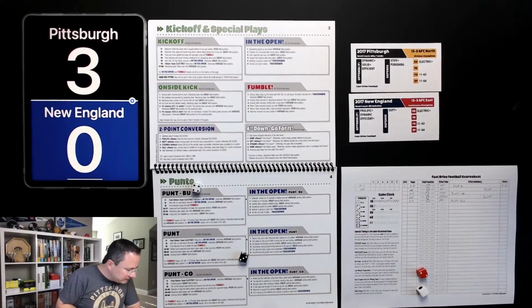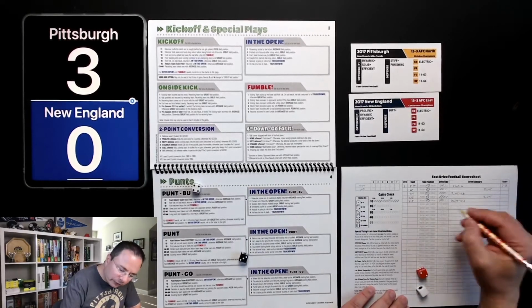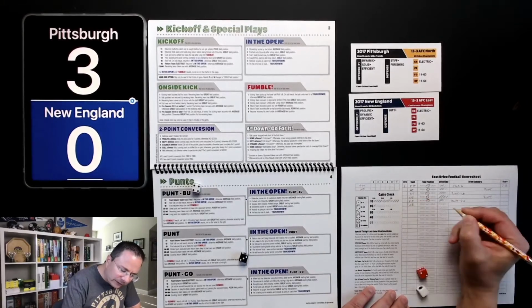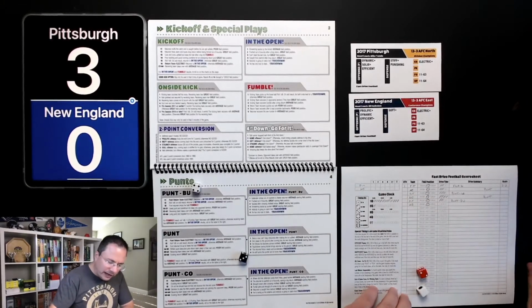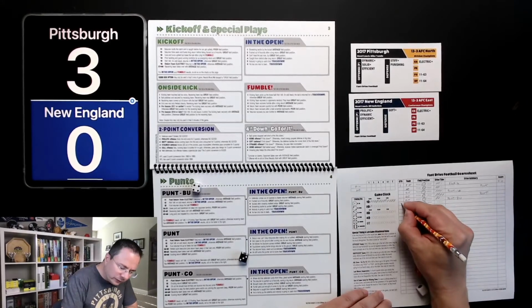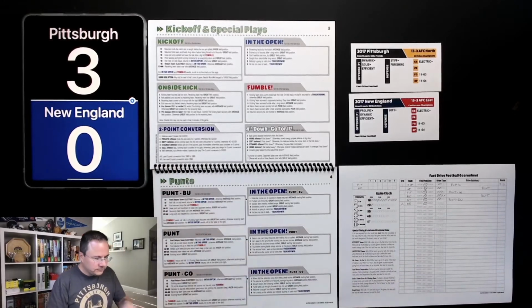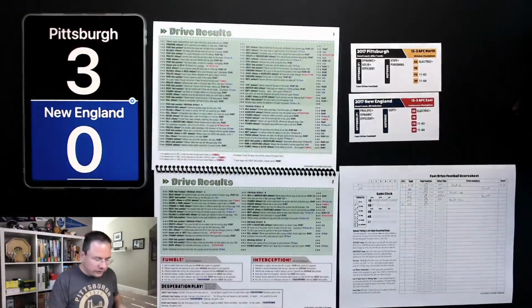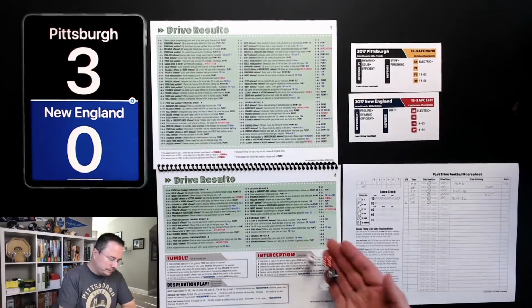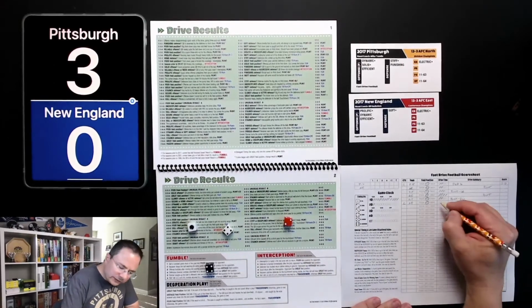34. Receiving team takes over with average field position. So Pittsburgh got a good roll there. Nothing exciting happening on punts right now. So New England, average field position. We are now in the second quarter. Flip back to the main chart and roll. 2 ticks off the clock.